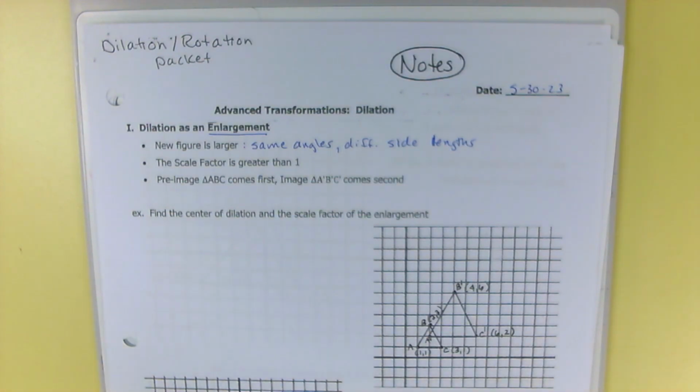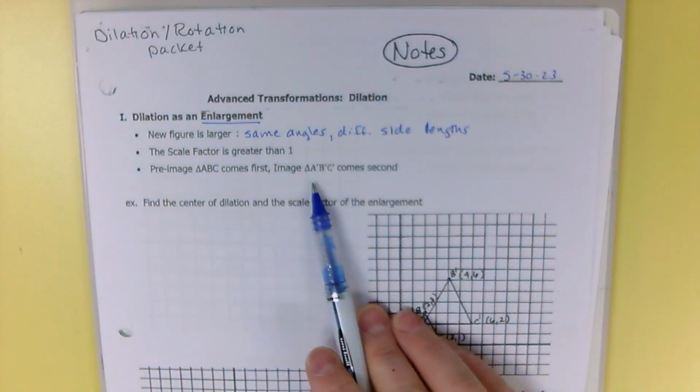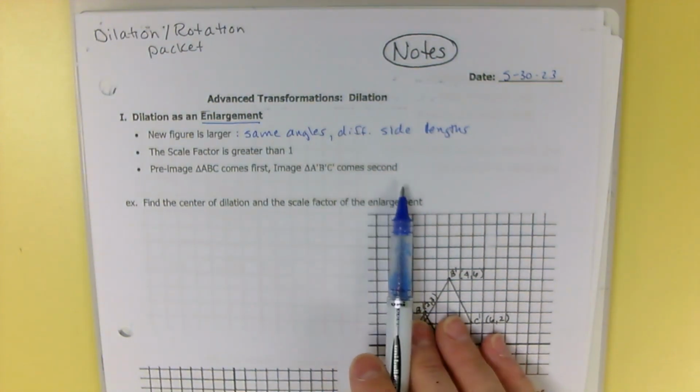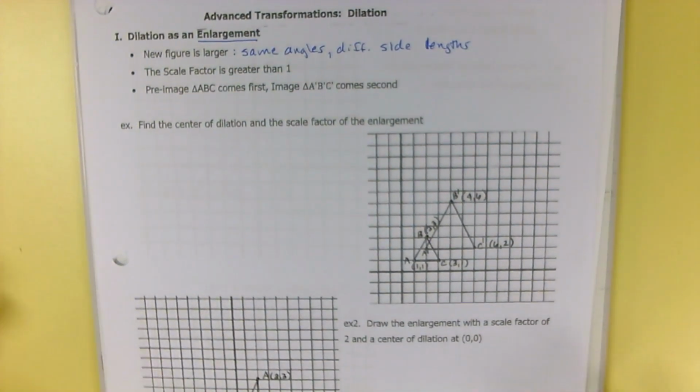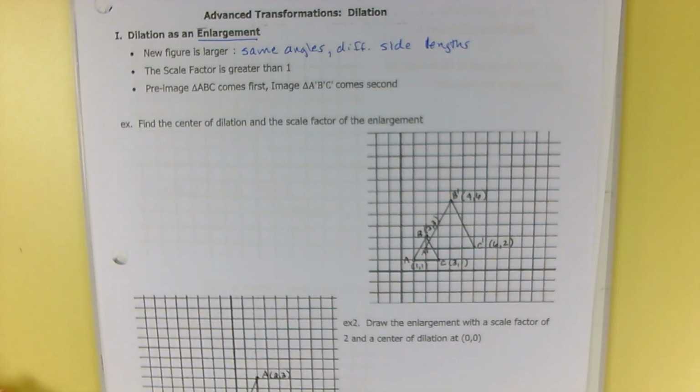Just a vocabulary, the pre-image of ABC comes first. The image, which is A prime, B prime, C prime, that always comes second. And the primes help you know which vertices match up with which vertices. Okay, so our first example, find the center of dilation and the scale factor of the enlargement.